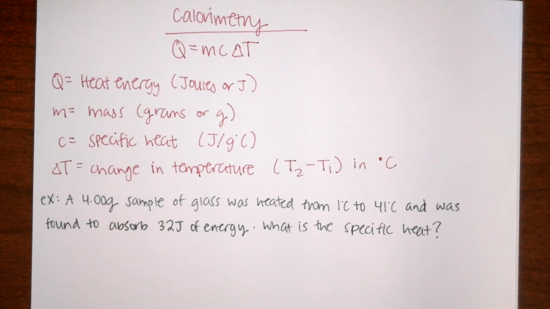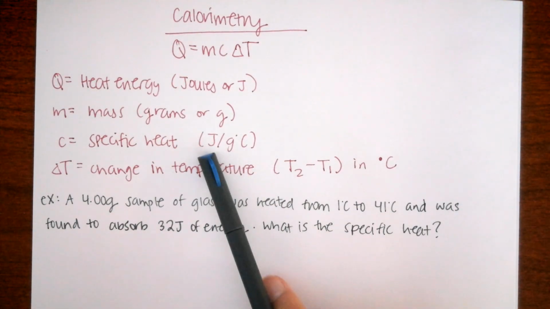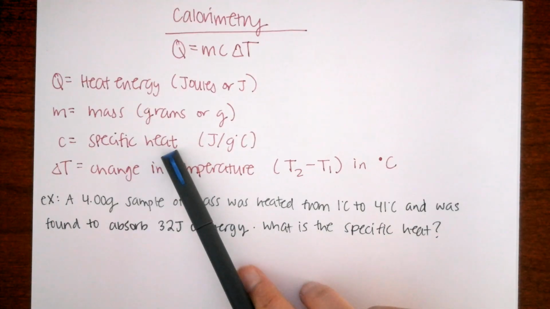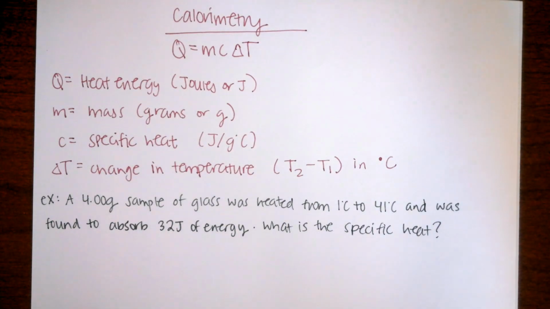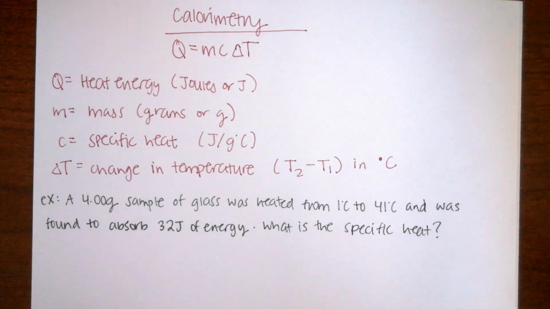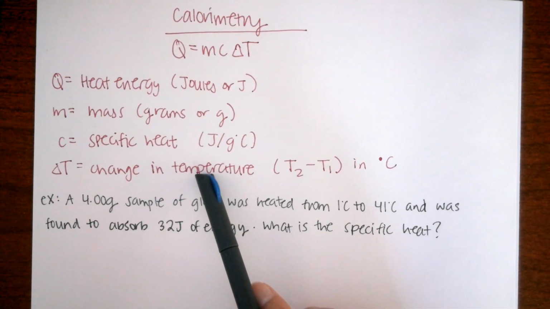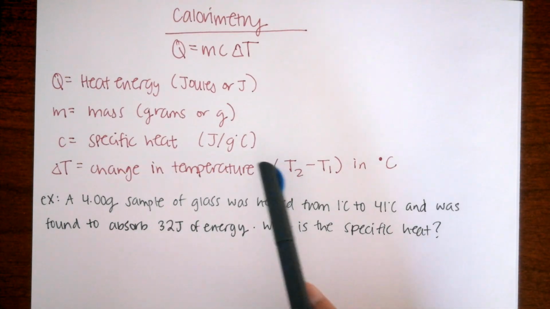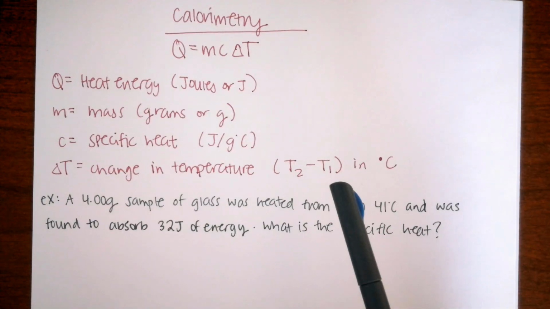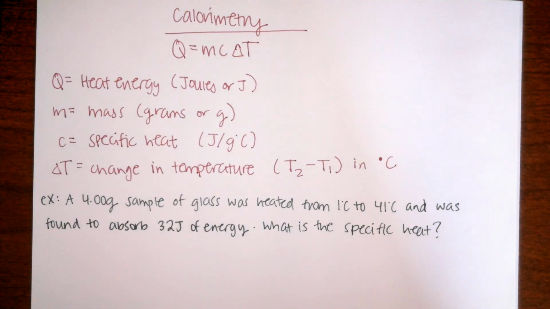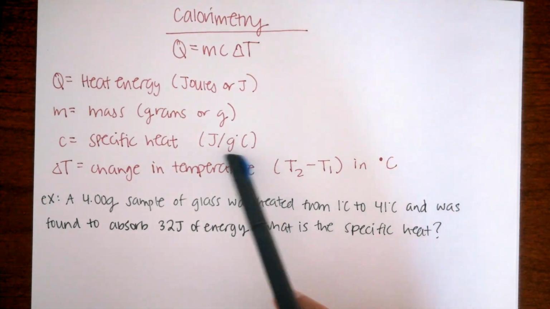So what specific heat means is basically the amount of energy needed, based on this unit here, joules per gram degree Celsius. Every substance, whether it's water or ice or aluminum or any type of metal, has a different specific heat capacity. Specific heat means how many joules are required to raise 1 gram of that substance by 1 degree Celsius higher. So that's what specific heat means based off of the units.